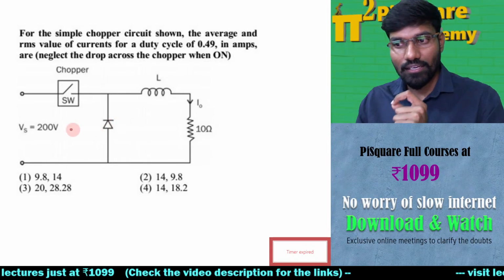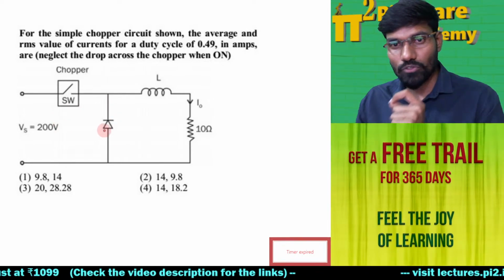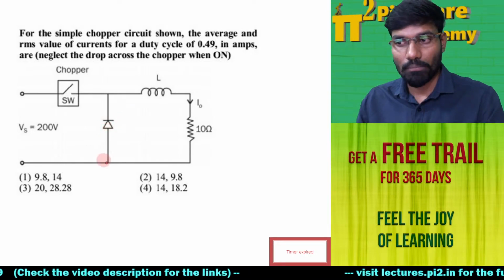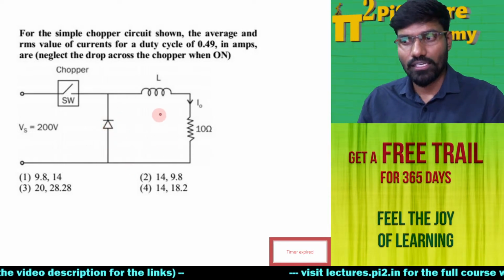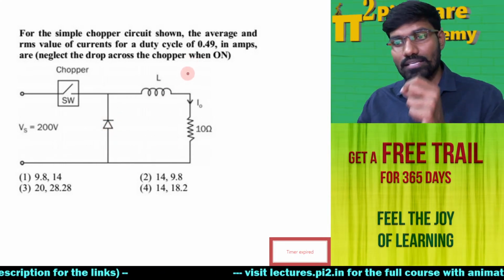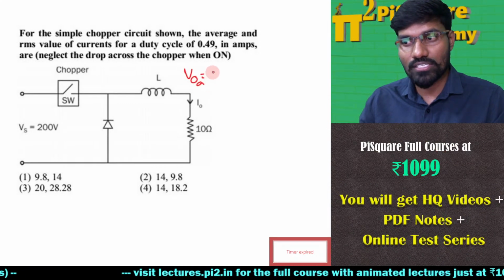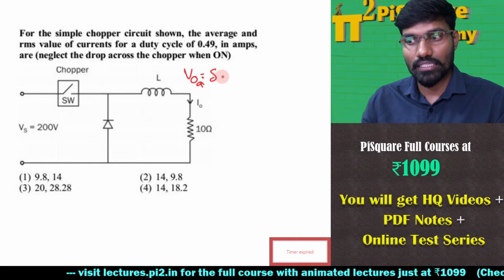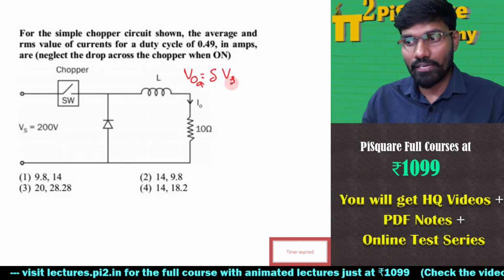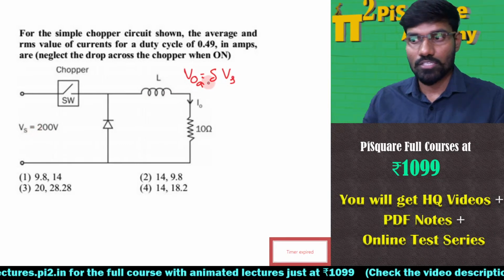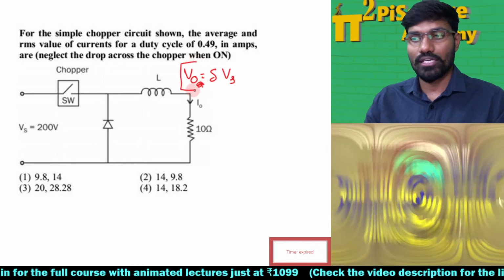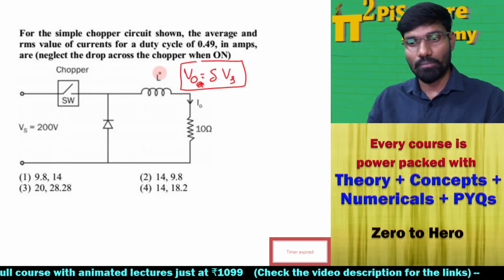This is a basic step down chopper. Once you recall it's a basic step down chopper, immediately you should write V0 average is equal to delta into Vs, the supply voltage. This is what you should write immediately, on a paper.